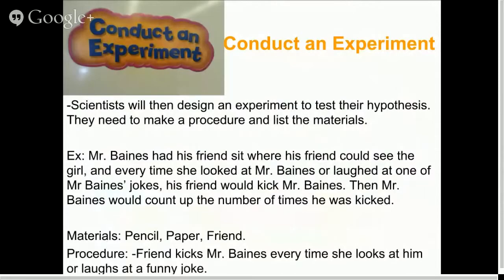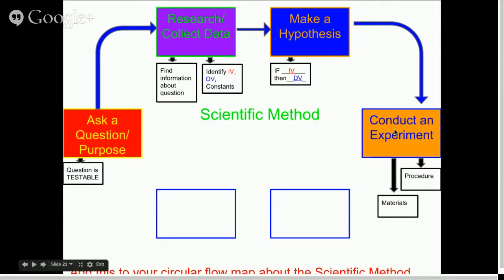Next, you need to conduct an experiment. You need to come up with an experiment, so design it. So this is what I did. I had a paper and a pencil in front of me, and then I sat my friend in front of me, and then every time she looked at the back of my head or laughed at one of my jokes or something, my friend would kick me in the shin. Okay, and then I would count the number of times that I got kicked. Okay, so add this to your circular flow map. Go ahead and pause it.